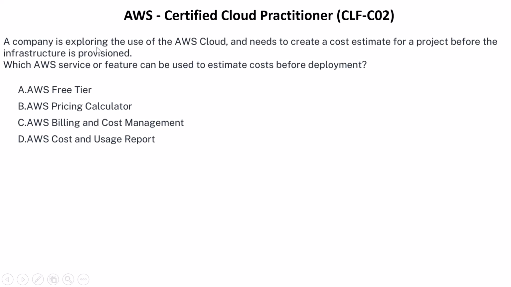A company is exploring the use of the AWS cloud and needs to create a cost estimate for a project before the infrastructure is provisioned. Which AWS service or feature can be used to estimate costs before deployment? The options are: option A, AWS Free Tier; option B, AWS Pricing Calculator; option C, AWS Billing and Cost Management; option D, AWS Cost and Usage Report.